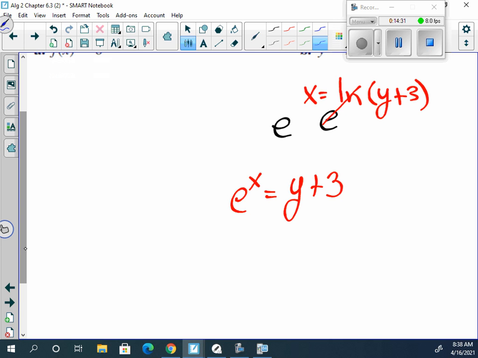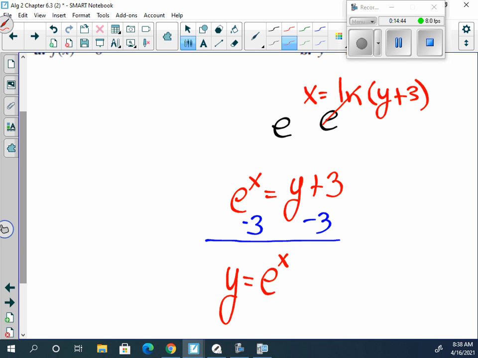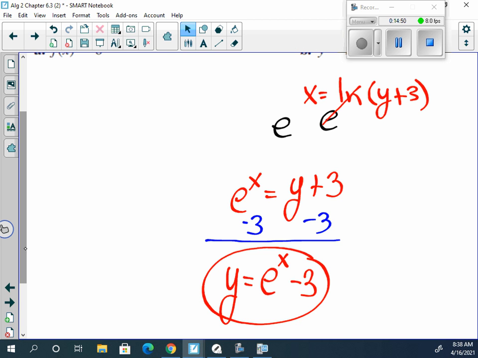What do we need to do next? Which would tell us that y is equal to? And that's it. That's all we need to do for this here. Any questions on any of this here?